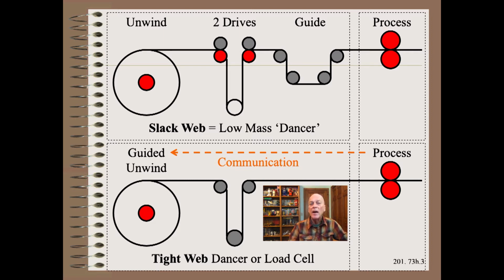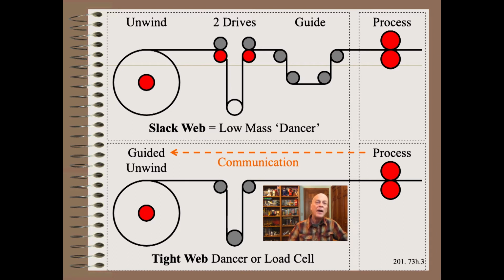The tight web application shown on the bottom figure is different because, as its name implies, the web is tight everywhere, usually conforming to the 10 to 25% MD tensile strength guideline as taught in my Web 101 training and elsewhere. Also, best practices requires that the unwind not only know about its own diameter and its own torque, but also the line speed of the rest of the machine.